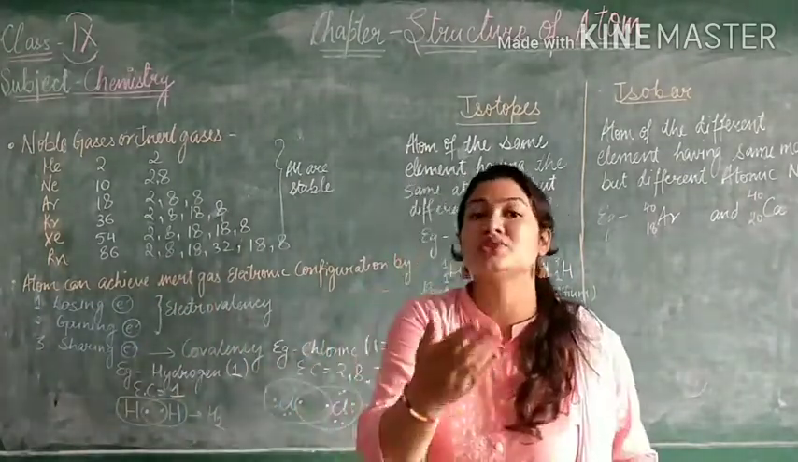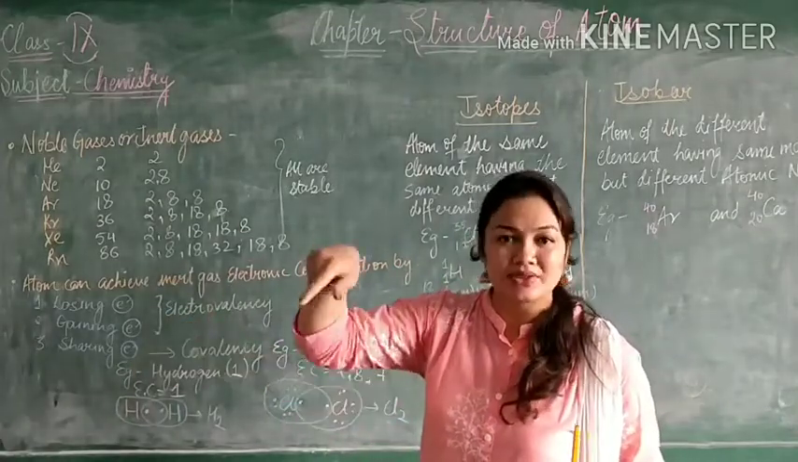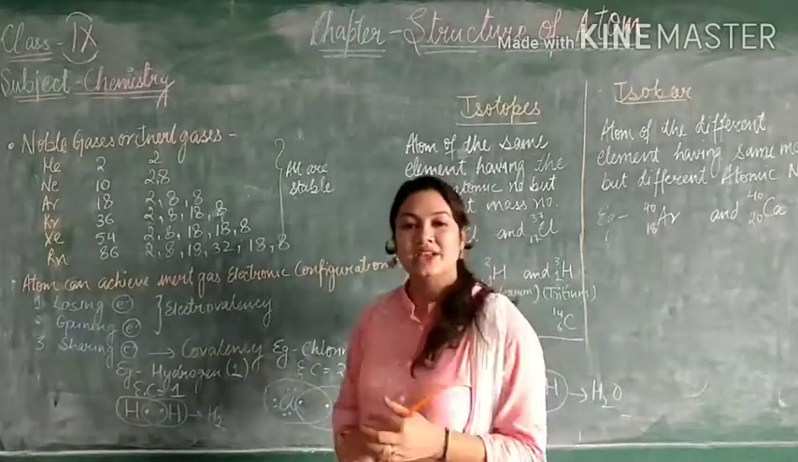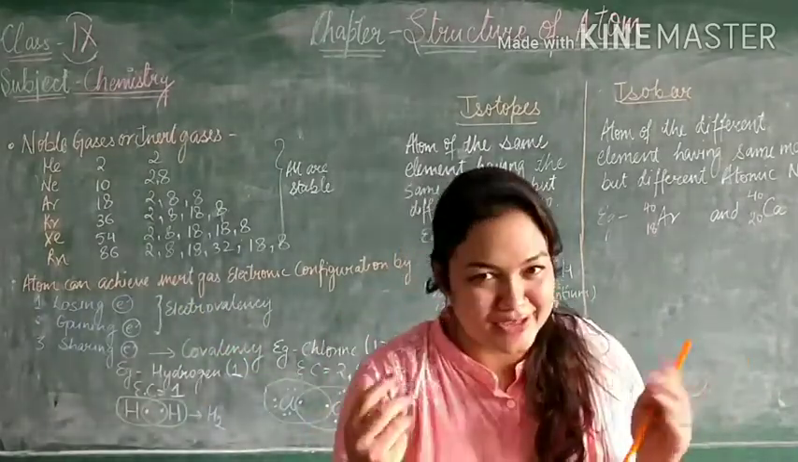So that is called losing. I am losing that pen and that person will be gaining the pen. So that is electrovalency. But when it comes to covalency, covalency means sharing. As you know, sharing is caring.